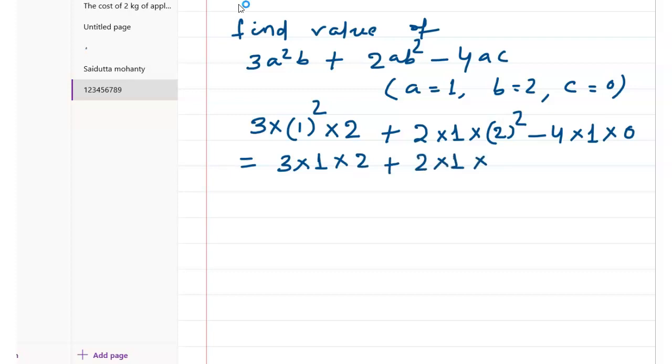plus 2 into 1 into 2 square means 2 multiplied 2 times is here 4, minus 4 into 1 into 4 and anything multiplied with 0 it becomes 0. Don't make a mistake here by making it 4.